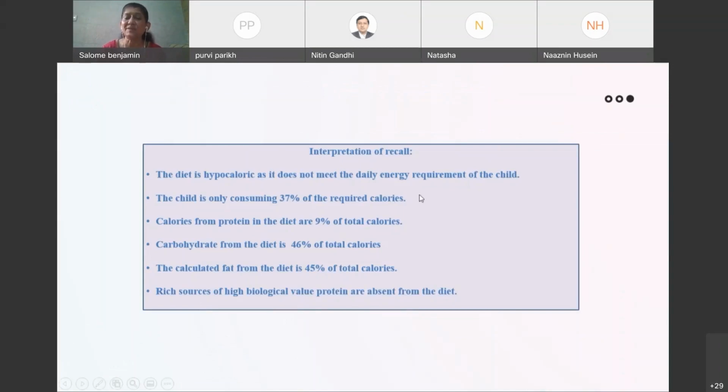So how will you interpret the recall? The diet is hypocaloric, not enough. The child is consuming 37% of the RDA or EAR. Calories from protein are only 9%, carbohydrate is 46%, fat is 45%. Rich sources of high biological value protein are absent from the diet, and breast milk is not enough.